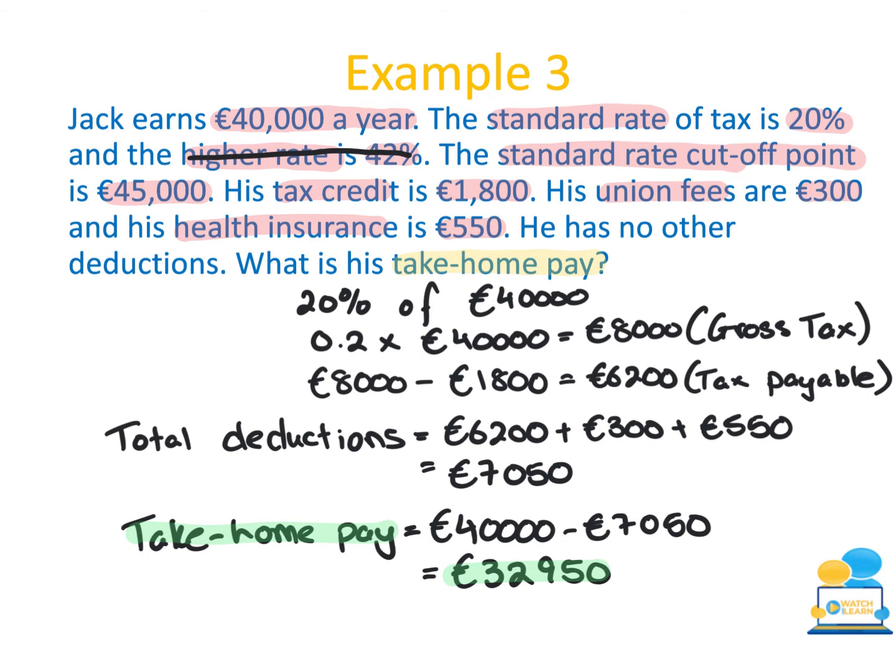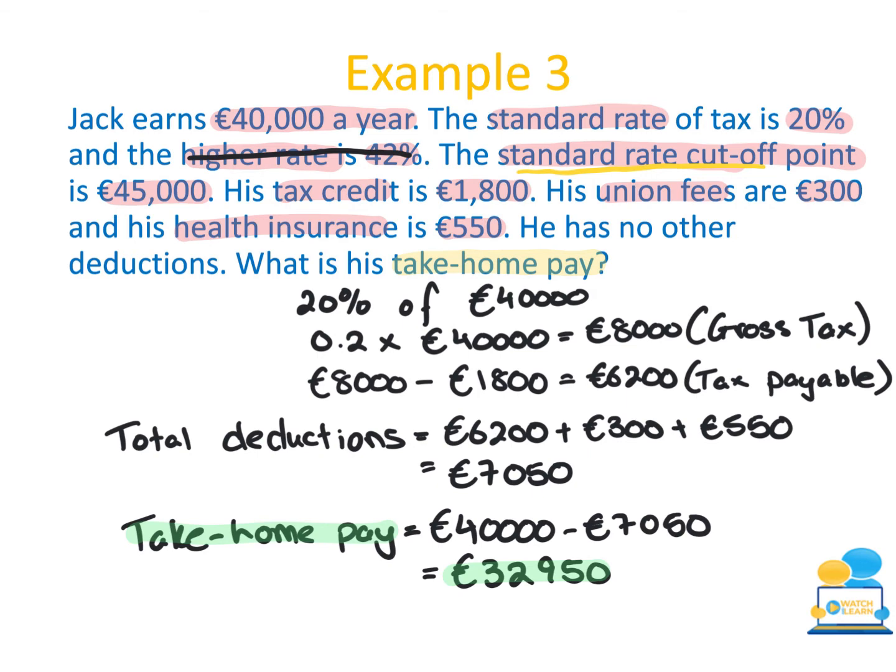So again, just looking back over that question, here they had included the standard and the higher rate of tax. That new word there, just to be aware of it, standard rate cut-off point, means the amount of money that you pay the standard rate of tax until, and then you move on to the higher rate of tax for anything you earn after that. We'll take a look at a question where we have to use the higher rate in the next example.